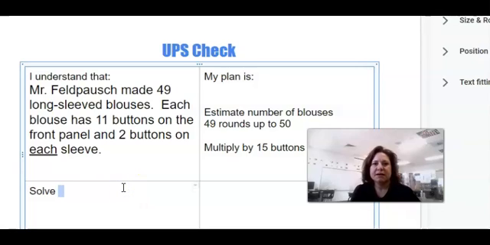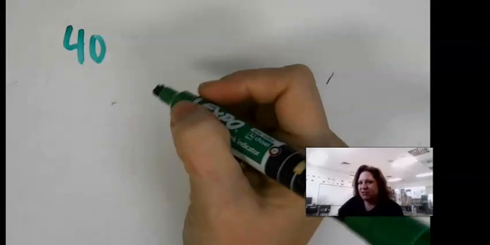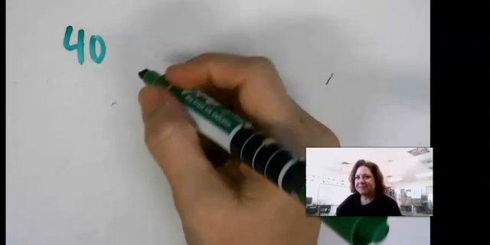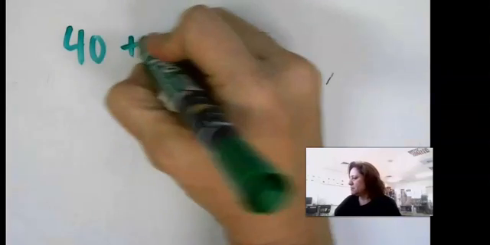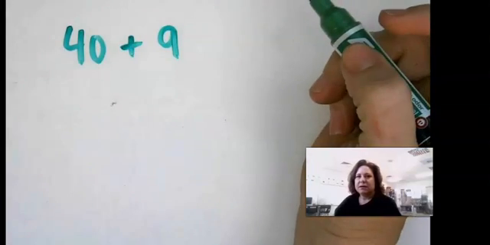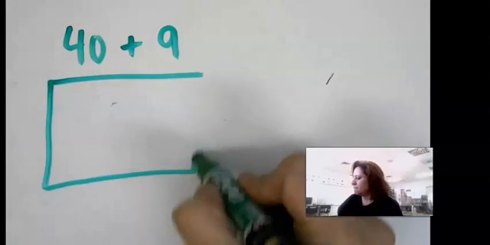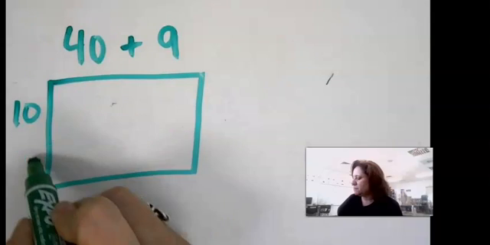Okay, so let's go ahead and do that. What is 49 times 15? This is good practice for us multiplying a 2-digit number by another 2-digit number, right? So 40 plus 9, 49 times 15. That's 10 plus 5.